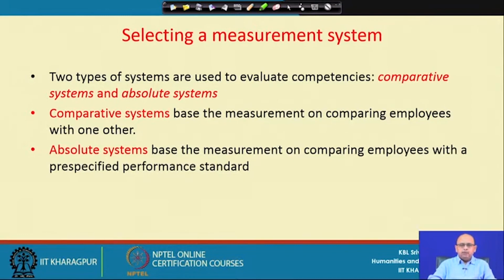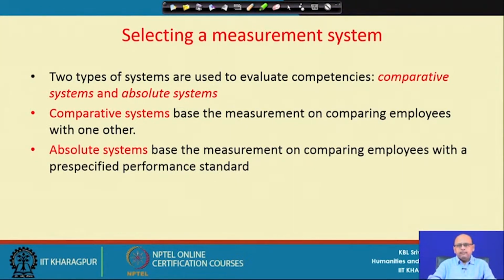Now, when we are talking about absolute systems, we already have pre-specified standards against which the performance of each student is compared, right. For example, in a comparative system, suppose the highest score is 60 out of 100. The person who gets the highest would get an A grade, right, and accordingly the grades of other individuals are decided depending upon the average performance of the class, right.